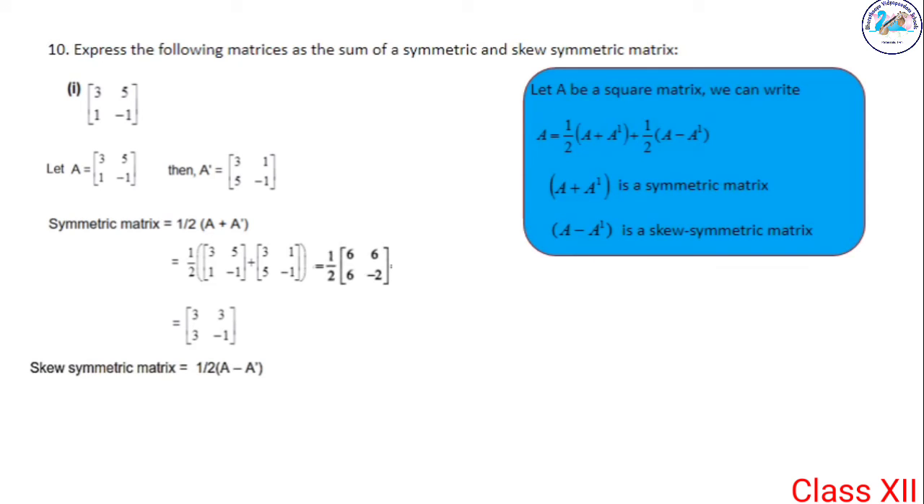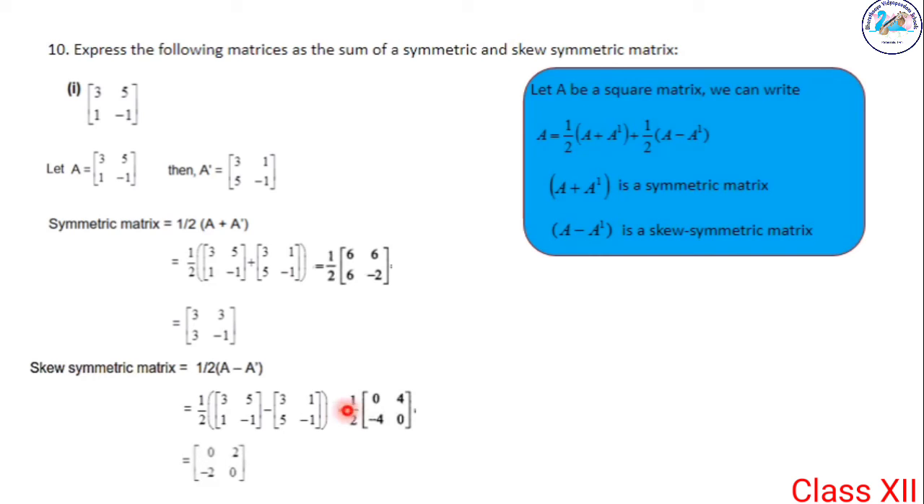And when you move on to the second part, that is the skew symmetric case, that is equal to 1 by 2 into A minus A transpose. According to the result, A minus A transpose is skew symmetric. So we calculate 1 by 2 into A minus A transpose. Substitute the values, 1 by 2 into A minus A transpose. Just subtract it. 3 minus 3 that is equal to 0, 5 minus 1 that is equal to 4, 1 minus 5 that is equal to minus 4, minus 1 minus minus 1 that is equal to 0.